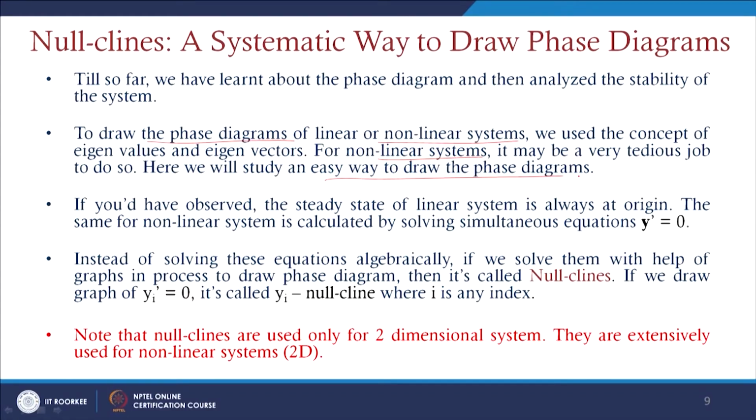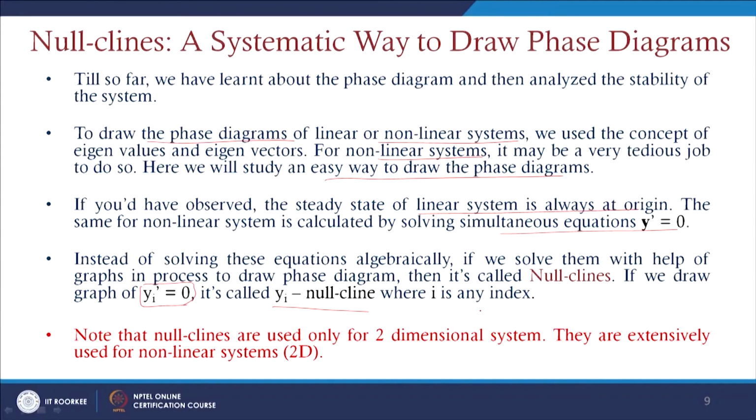If you have observed, the steady state of a linear system always occurs at the origin, and similarly for the nonlinear system it can be calculated by solving the first order differential equations equal to 0. Instead of solving these equations algebraically, if we solve them with the help of graphs, then this is called null clines. If you draw the graph of yi dash equals 0, it is called the yi null cline, where i is any index. The basic idea is that we directly plot the graph of yi dash equals 0, and from the intersection points of the different graphs we can find the steady state points, and after that we can visualize how the system performs at different points.